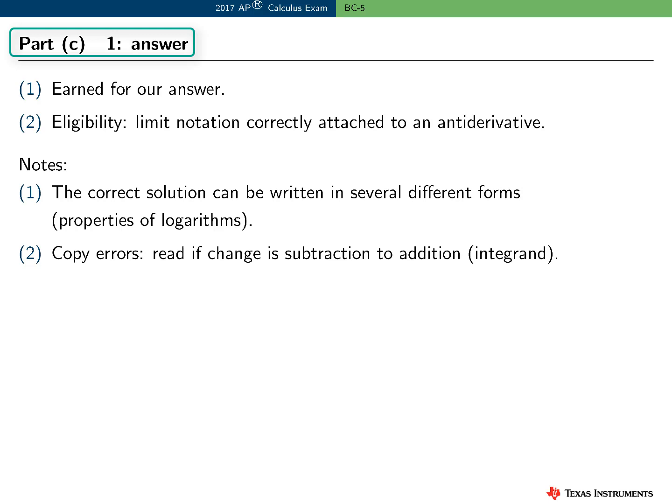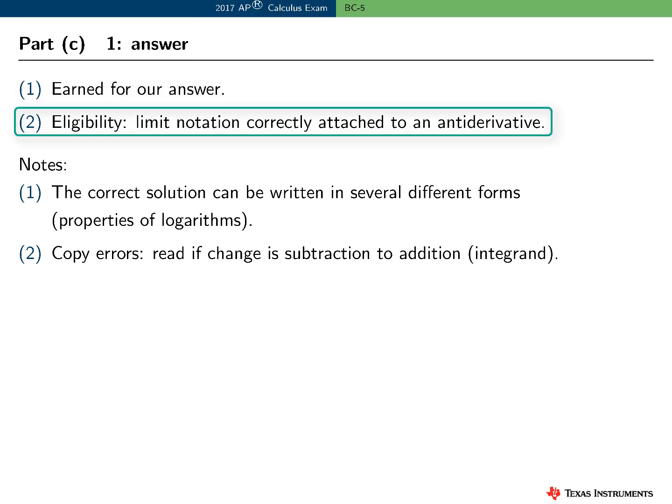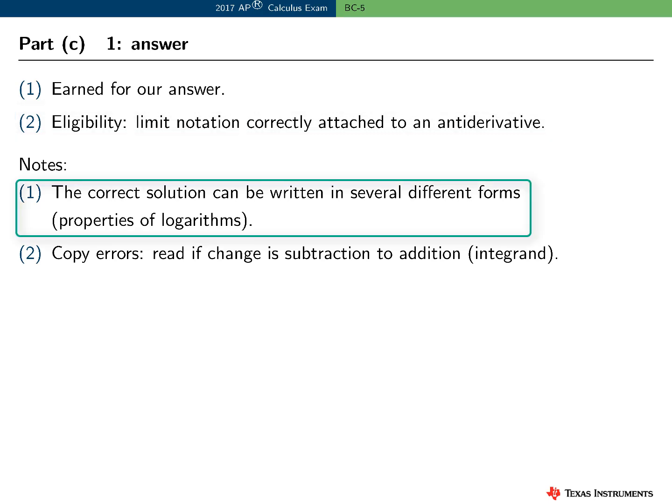The third point in Part C is the answer point, and this is earned for the answer only. There was an eligibility criterion here. The student must have the correct limit notation attached to an antiderivative. Note that the correct solution can be presented in several different forms here, using properties of logarithms.